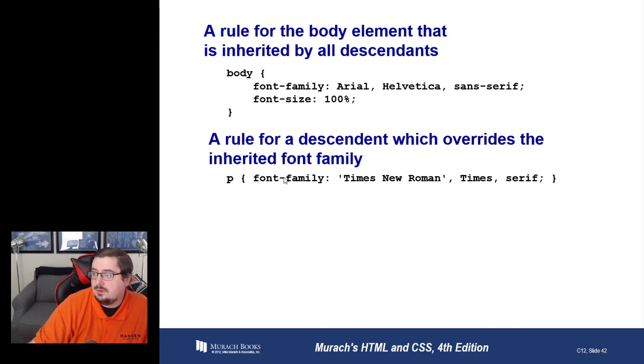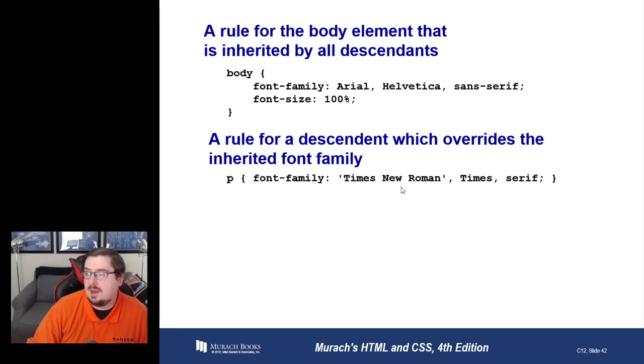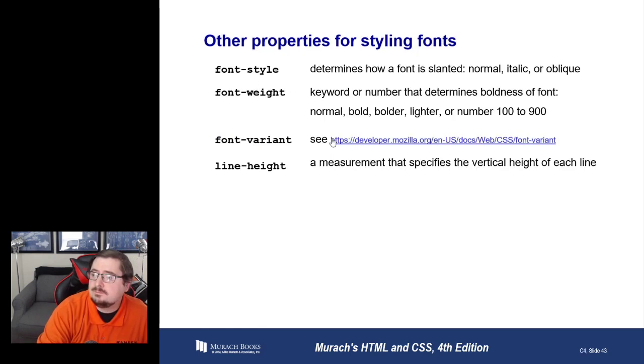If you wanted to change things that are further down in descendants, for instance, let's say the P tags, maybe we want to change all the paragraph tags to Times New Roman. Okay, I could do that, but they would still keep the same font size. They would still keep the 100% font size because I haven't changed that.